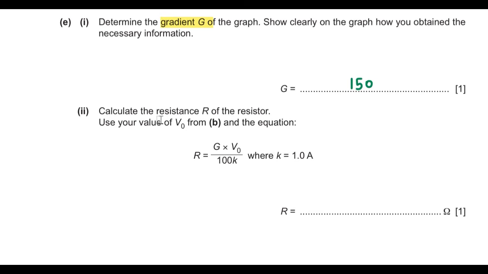Now the second part of the question is saying calculate the resistance of the resistor. Use the value V0 from part B and the equation that is given, where K is 1 ampere. The V0 in part B that we calculated was 3.2 volts. So I am putting the values. G is 150, V0 was 3.2 over 100 and the value of K is 1.0. Doing the calculation, the resistance will turn out to be 4.8 ohms.